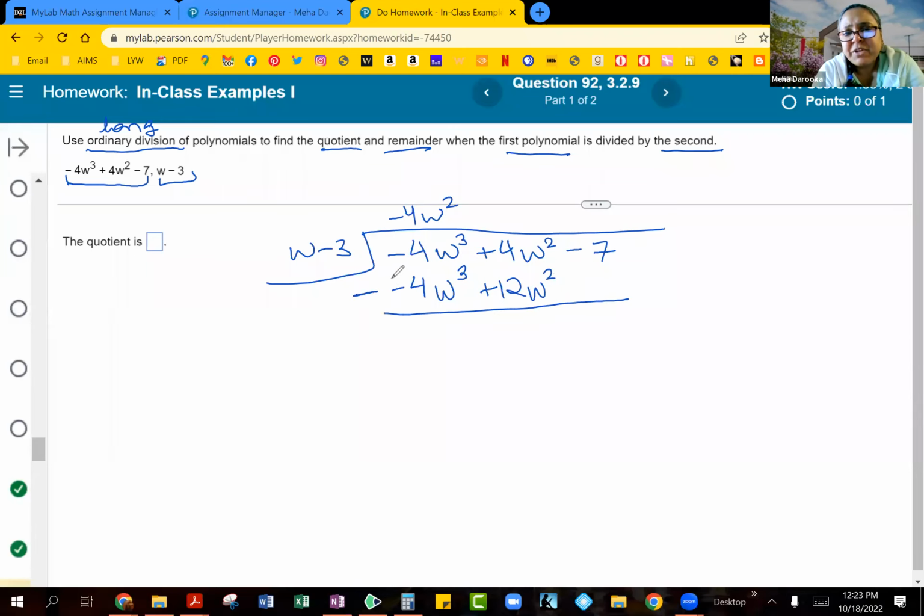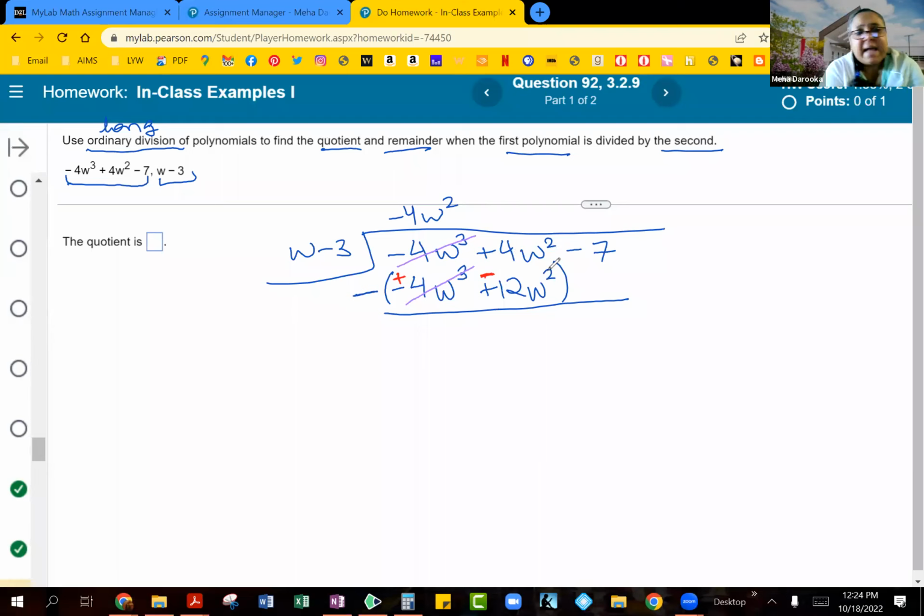And then again, we are subtracting this. So I'm going to put that in parentheses again and subtract. So remember, because you will be distributing that, negative times negative will make this guy into a positive. Negative times positive will make this guy into a negative. So those signs will change. And that also means the negative 4w cubed and the positive 4w cubed will cancel each other out. And then we simplify the middle term. So you have positive 4w squared and negative 12w squared.